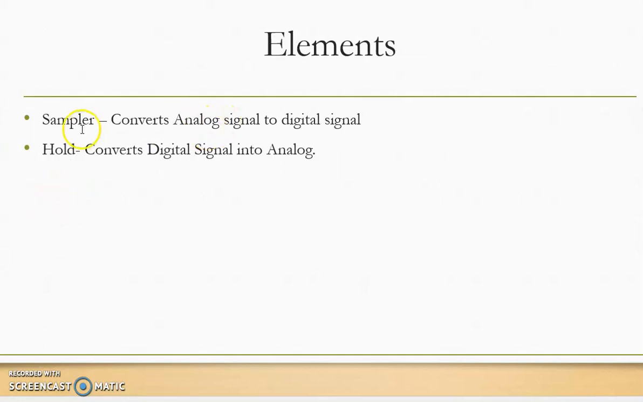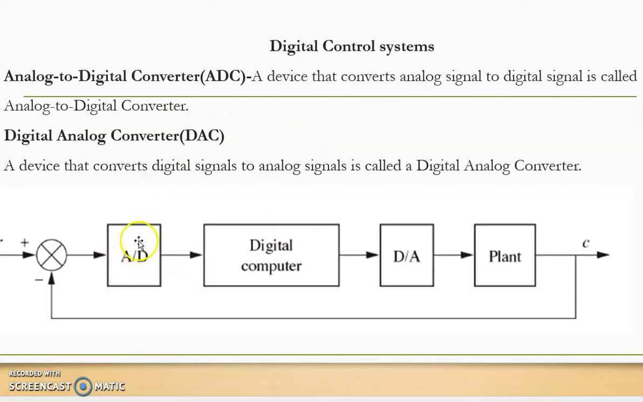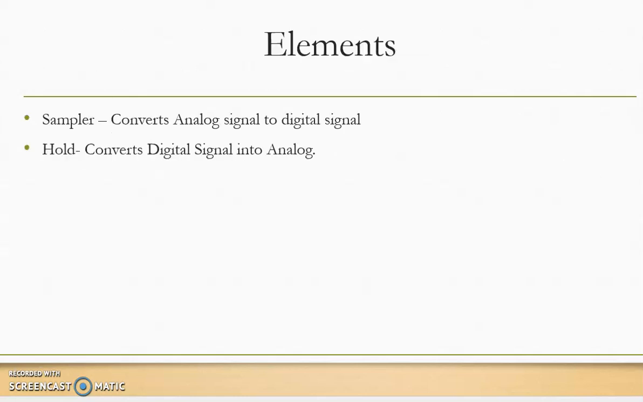So what does the sampler do? Basically it is a unit, or one can say the equipment, which converts the analog or continuous signal into a digital signal. So at A to D, this is where you can put the sampler. You can convert your continuous or analog signal into a digital signal, and after the computer, the information is received in digital form, so at D to A you can put the hold element, which converts the digital signals into continuous or analog signals.